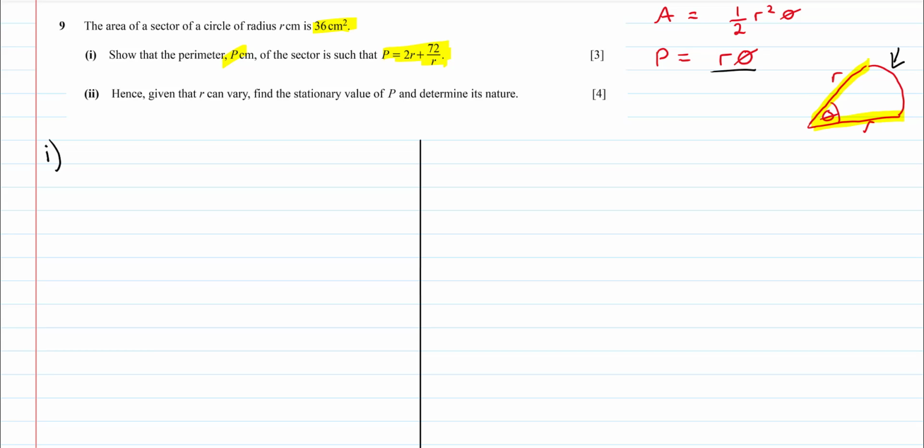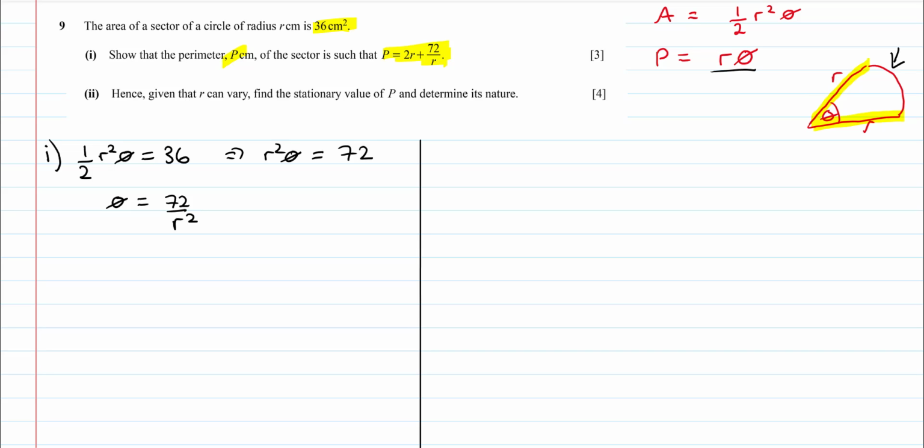So to start with then, we know our area is 1 over 2 r squared times theta, and that is equal to 36. So multiplying through by 2, well then we get r squared times theta is equal to 72, and divide through by r squared, so we get theta is equal to 72 over r squared.